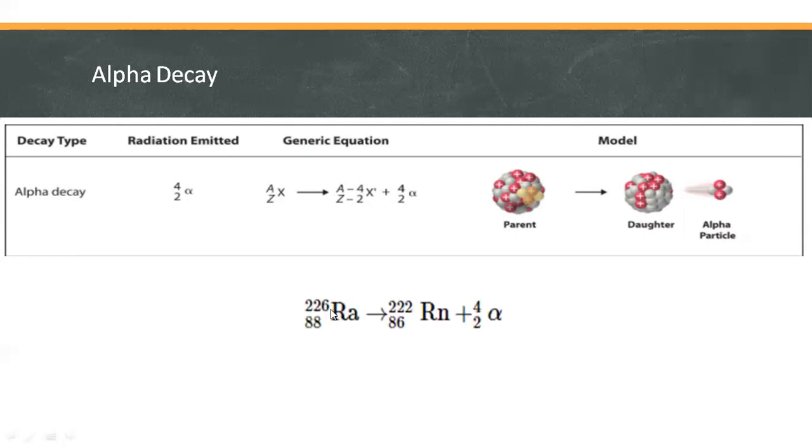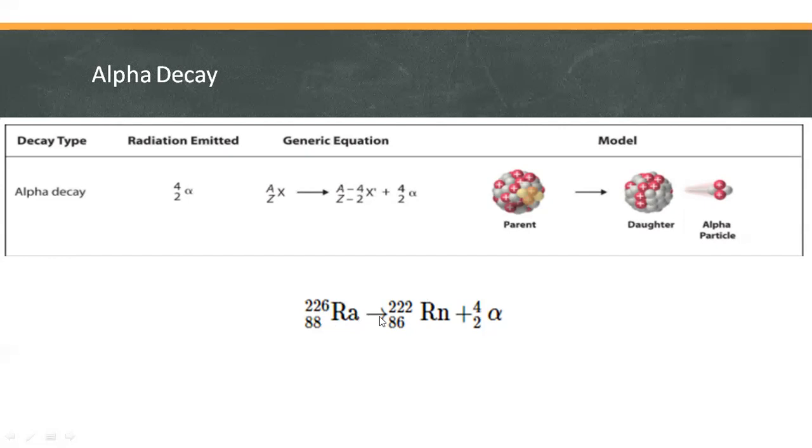radium-226 undergoing alpha decay to form radon-222. Because nucleons are conserved in this and all other nuclear reactions, the sum of the mass numbers of the products, 222 plus 4, is equal to 226, which is the atomic mass of the parent nuclide, which is radium.